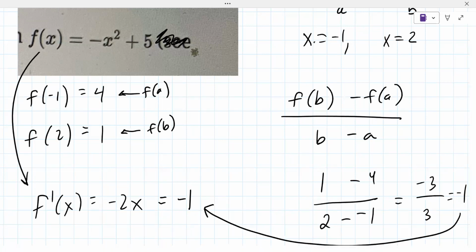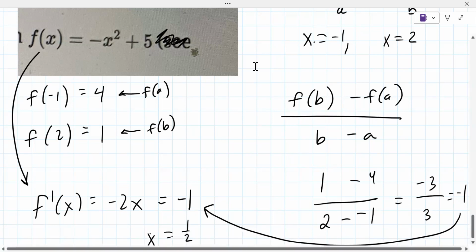Okay. That ends up being x equals 1/2. And you have to make sure that that's between the two numbers. The other reason is it just checks your algebra. Like, is 1/2 between -1 and 2? Sure is. And there you have it.